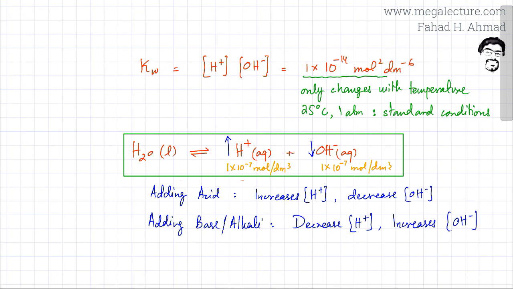In a similar way, adding a base or an alkali to water would decrease the quantity of H+ ions, because bases are proton acceptors. So they decrease the quantity of H+ ions, and the concentration of OH- ions would increase. So if you look at the value of Kw, H+ decreases, OH- increases, but the product of the two would still remain equal to 1 x 10^-14. So adding a base or an acid would have no effect whatsoever on the value of Kw.